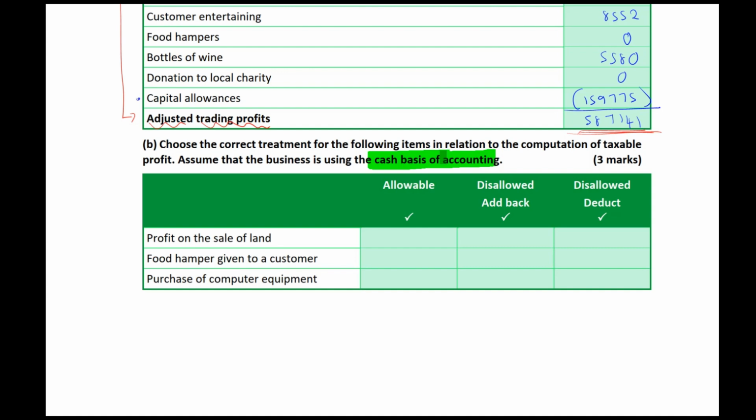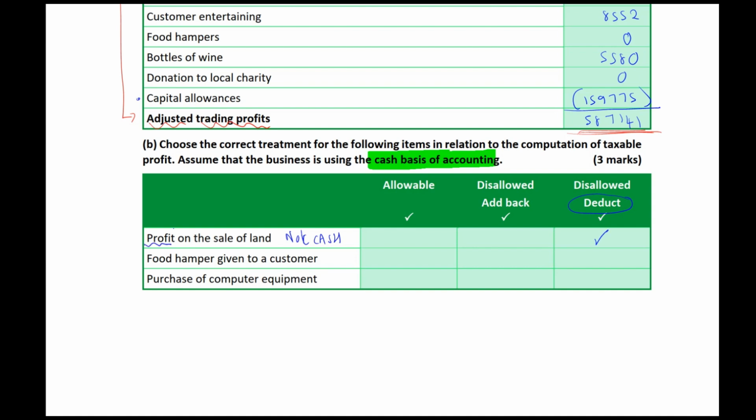So the first thing that we see is included is the profit on the sale of the land. So we have to look at that and say, well, should that be there? Is that cash? And the answer is no, that's not cash. So therefore, I need to remove it because I'm being assessed on the cash basis. I would actually remove it even on the accruals basis because of capital allowances, but on the cash basis, because it's not cash, we're going to remove it. So it's going to be disallowed and it's going to be deducted from the profit.